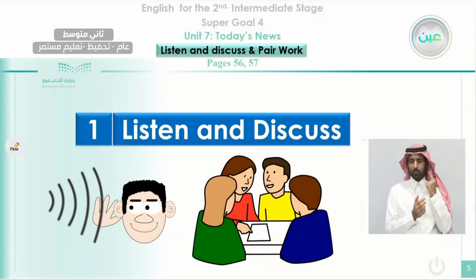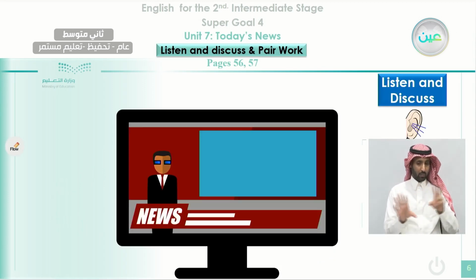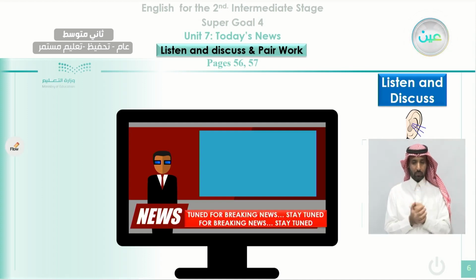We start with the first section of this unit. This section is Listen and Discuss. In this section, as always, we start with introducing the main theme of this unit, and this unit is under the title Today's News. You can see here, this is a TV, and you can see here some news on the TV. Okay, let's read.